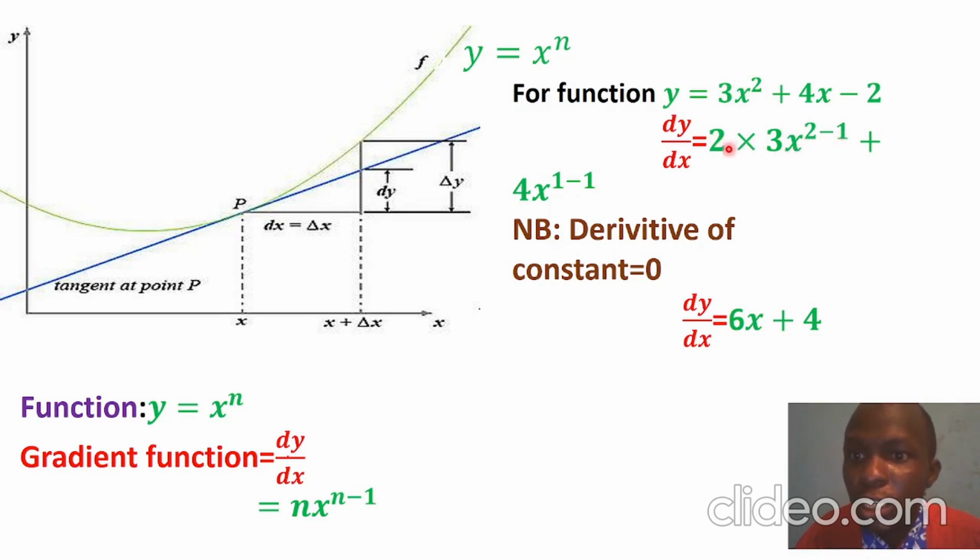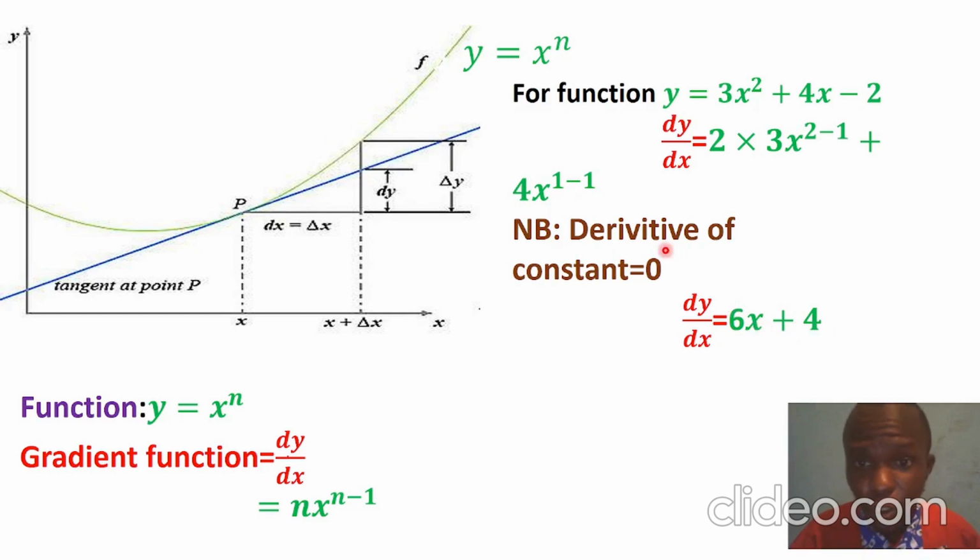And you see that is plus 4x. We drop 1 there, but 1 times 4 is just 4. So x to the power 1 minus 1. Okay, you see that. And the final answer is dy dx is equal to 6x plus 4. Why 6x plus 4? 3 times 2 is 6. 1 minus 1 is 0. You need to note any number raised to 0 is equal to 1. So 4 times 1 is 4. You can see that this is the final answer.